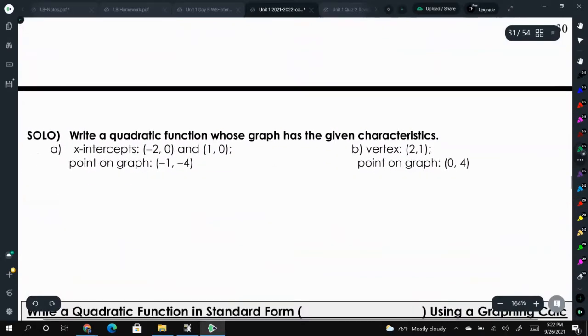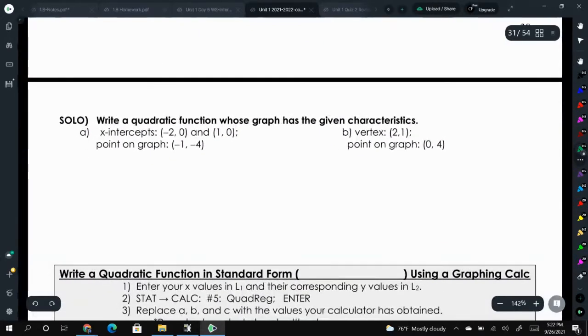So what I want you guys to do is I want you to pause the video and try these. You have one in intercept form, so it's like the last one we just did, and one in vertex form, like the first one we did. So give this a pause, go back and review something if you need to, but once you're done, unpause it, and we can see if we got the same answers.